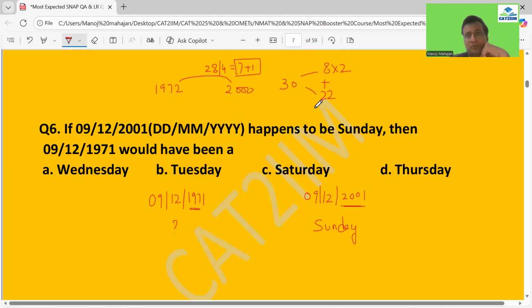So plus 22 if I do, this will give me 38. Make sure that you divide by 7. The remainder is 3. So plus 3 if I do, whatever day is over here, I'll be getting Sunday. So from Sunday, if I want to get back to this, I can do minus 3 also. So 1 less is Saturday, 2 less Friday, 3 less Thursday. So Thursday was the right answer. This question has appeared in CAT also. And remember one thing, that the SNAP does pick up direct questions from the CAT paper.